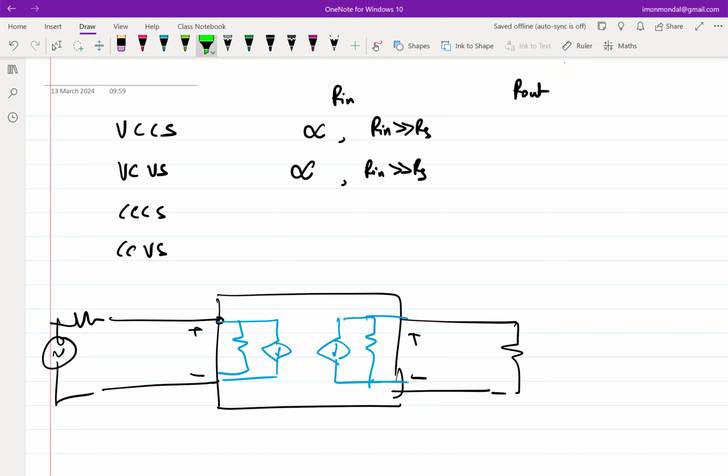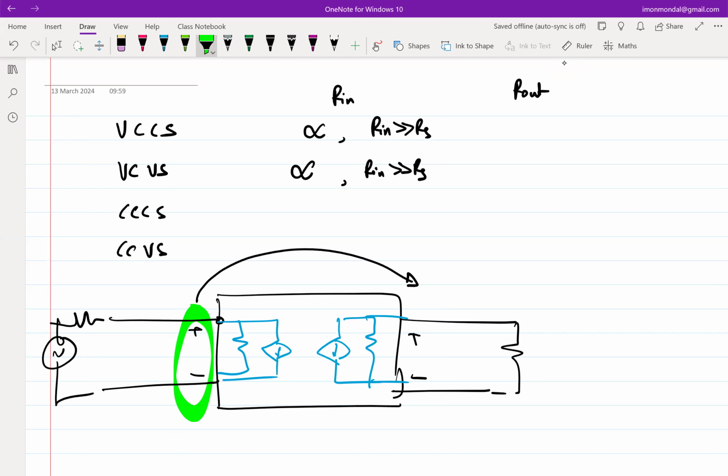All of these control sources are unilateral. The controlling terminal is this terminal, and whatever effect you are seeing is on this terminal. The reverse is not true. So since it's a unilateral control source, y12 should be 0. The only things we are left with are the input impedance, the output impedance, and this y21 parameter.